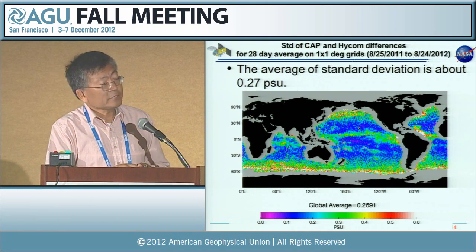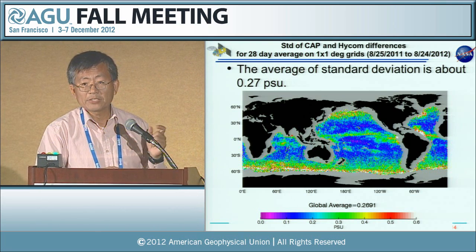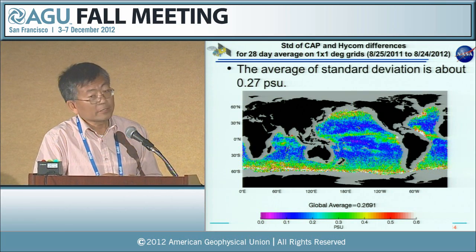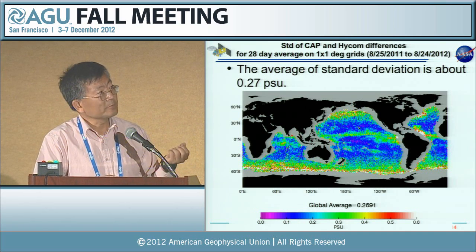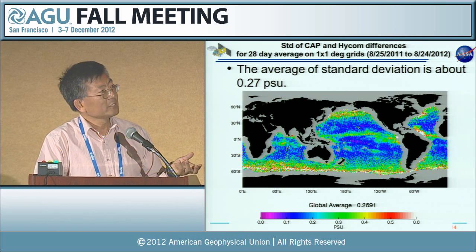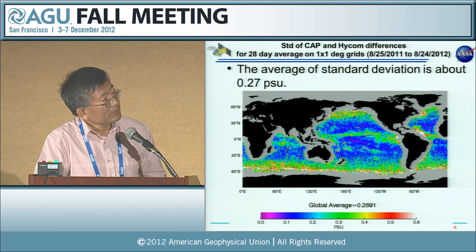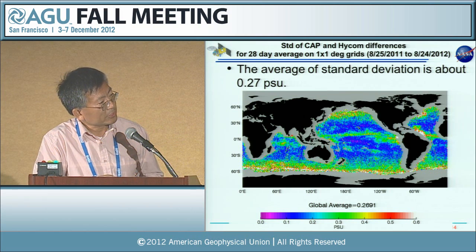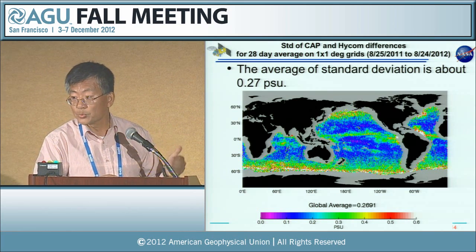The other thing that we can compare is the anomaly, the change over time for every pixel, every 1 degree by 1 degree bin. In this case, we compare with HYCOM. For every 28 days, we create a global average salinity map in comparison with HYCOM. Then we compute the standard deviation over about a year. For a large portion of the ocean, the standard deviation is less than 0.2, meaning that Aquarius is apparently detecting the changes pretty well.